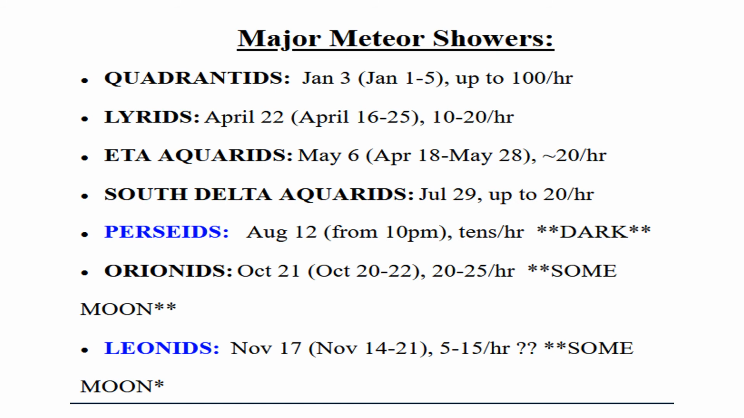Then you have the Orionids. They will come between October 20 to 22, with 20 to 25 meteors per hour. Then you have the Leonids. They will come every November 14 to 21, with a minimum of 5 to 15 meteors per hour. Okay, so those are their appearances. If you want to watch the major meteor showers, then try to record or note the month.